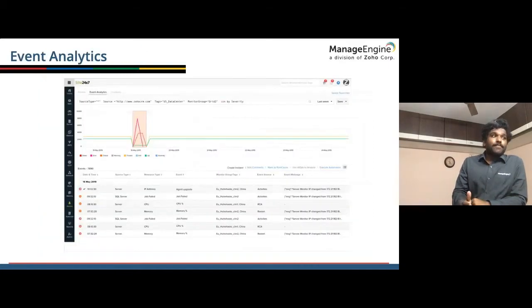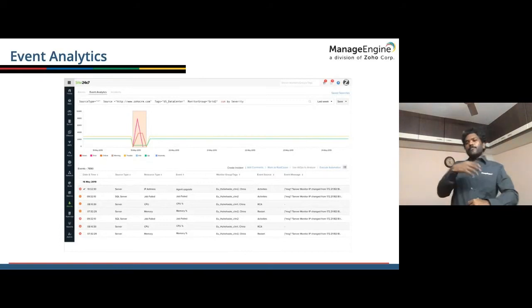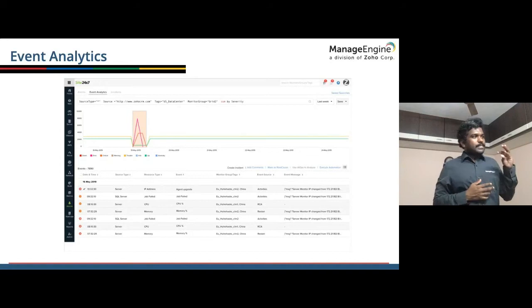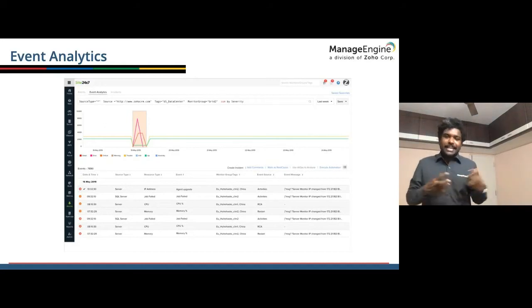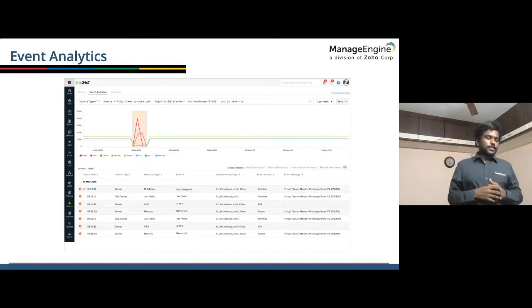And you can see a lot of event analytics here, where again, this dashboard is from Site 24/7, where you're looking at all the events that happened. All of the forecasting we saw was talking about numbers, but here you can see that a series of events have happened. There's an agent upgrade, a job has failed, and so on. You actually chain these events together to arrive at conclusions.